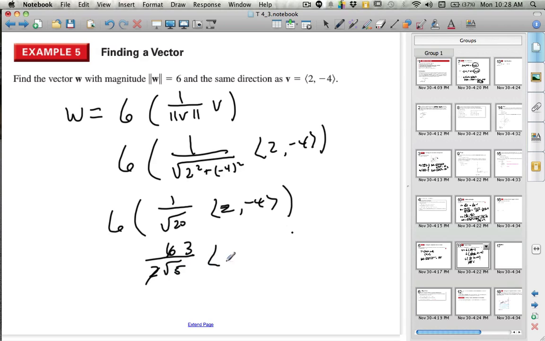So 3 over root 5 times 2 negative 4 will give me 6 over root 5, negative 12 over root 5. And this is the component form of a vector with a magnitude of 6 that's moving in the same direction as this other vector. So remember, the steps we did is we found the unit vector of this vector by using this form, and then we multiplied it by 6 to find a new vector with the magnitude of 6 moving in that same direction.